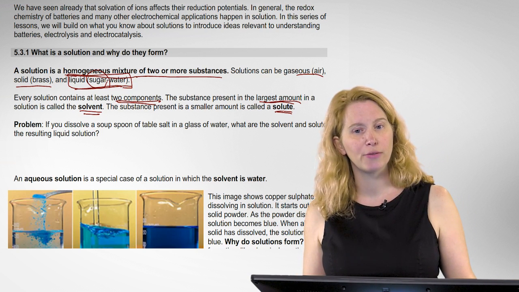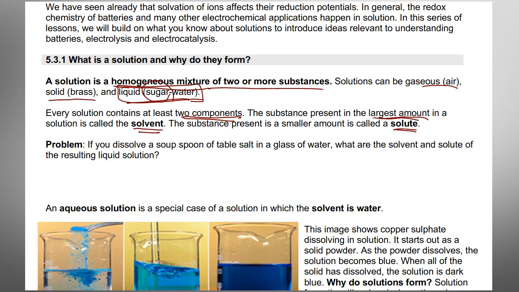So let's take a look at another concrete problem. If you dissolve a soup spoon worth of table salt into a glass of water, what's the solvent and what's the solute of the resulting liquid solution? So by definition, the solute is the thing that you don't have very much of, which in this case is the table salt. You've only got about a spoonful of it. On the other hand, the solvent is the thing that you have a lot of. So in this case, the solvent is the glass of water, the water which makes up the majority of the solution.